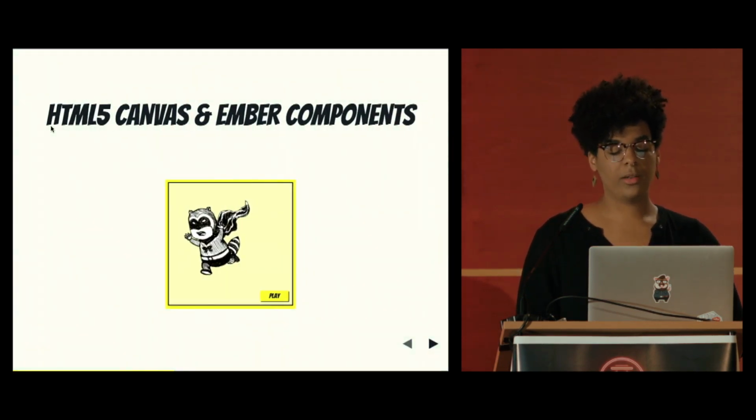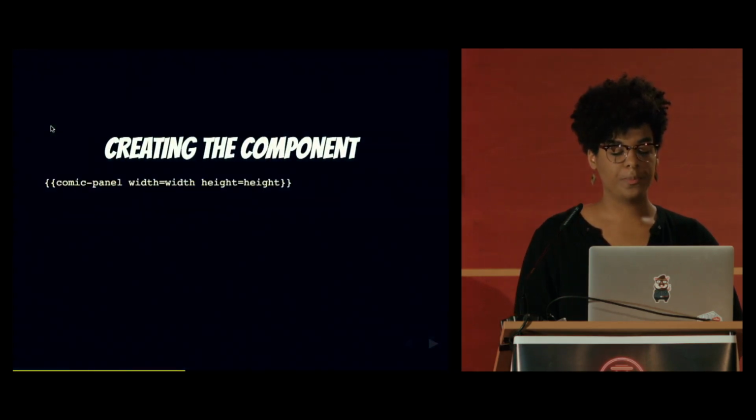Let's have a look at a specific example. Here, for example, we have a nice component that renders our raccoon hero, and it has a play button with which we can play an animation. So let's build it. First of all, we would create a component, a comic panel component. In Ember, we have these curly brackets to indicate, okay, this is an instance of a component. We can just plug it into any kind of template and use it then.